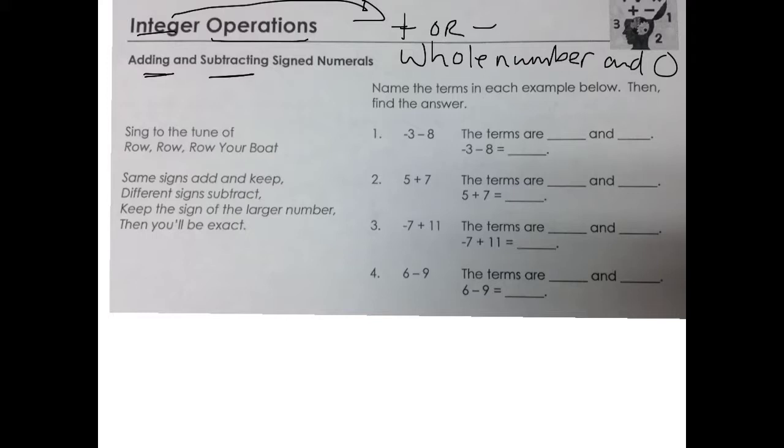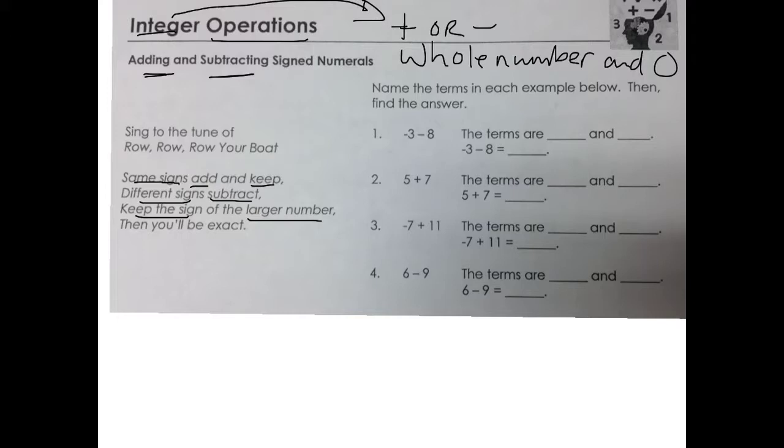But the rules here are important. It says that if we have the same signs, we're going to add and keep the sign. If we have different signs, then we're going to subtract and keep the sign of the larger number. Okay, so same signs mean add and keep the sign. So if it's two positives, you'll add them and keep the positive. If it's two negatives, you'll add them and keep the negative. If they're different signs, you always start by subtracting and then you take the sign of the bigger one.